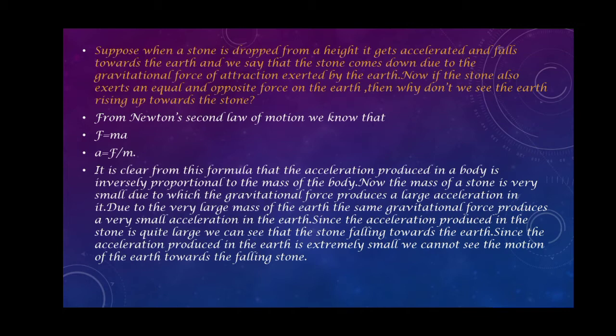Due to the very large mass of the Earth, the same gravitational force produces a very small acceleration in the Earth. Since the acceleration produced in the stone is quite large, we can see the stone falling towards the Earth. But since the acceleration produced in the Earth is extremely small, we cannot see the motion of the Earth towards the falling stone.